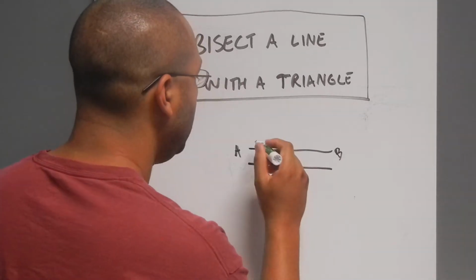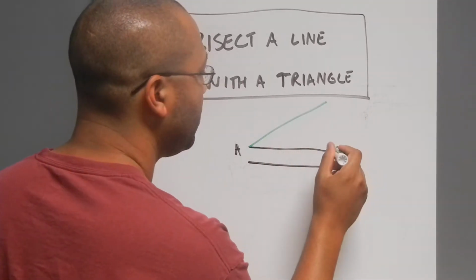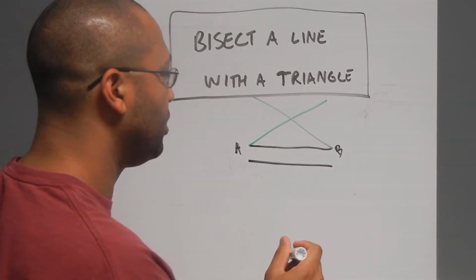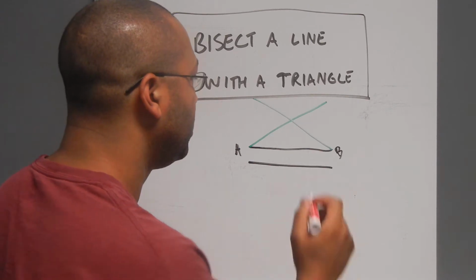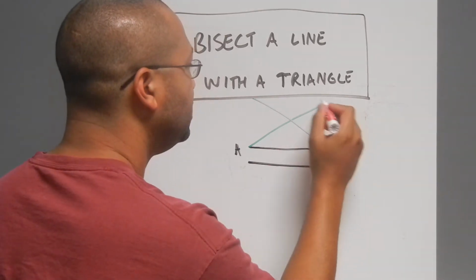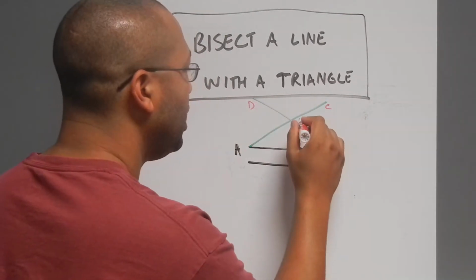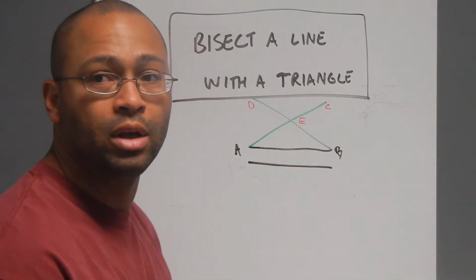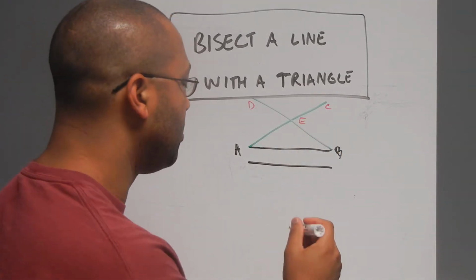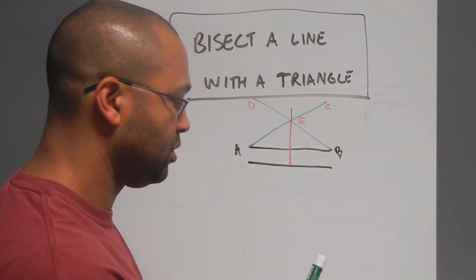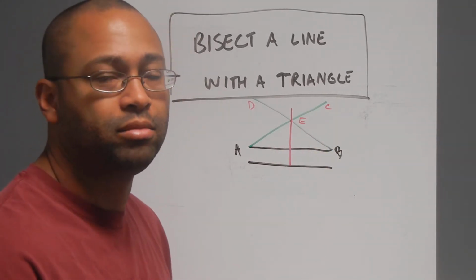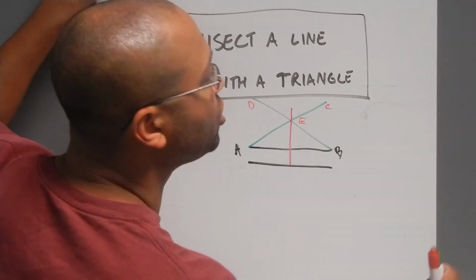So here I have that 30-degree angle, that 30-degree angle. And now I have line C and line D, and it made point E. So now I just need to draw my line, and I've got a bisection of a line using a triangle.